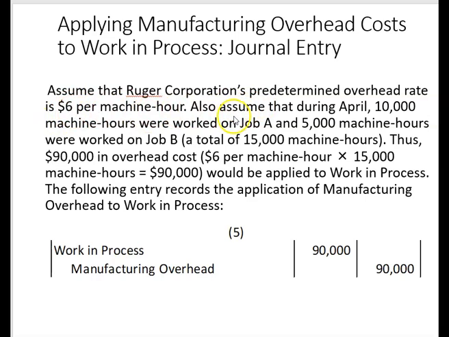$6 is the rate. Also assume that during April, 10,000 machine hours were worked on job A and 5,000 machine hours were worked on job B for a total of 15,000 machine hours. So we use the rate times the actual base, and their base is machine hours. So we're going to say 6 times 15,000, and that means that we are going to apply $90,000. We're going to take it out of manufacturing overhead and assign it to a job. So we're going to take it out of manufacturing overhead and put it into work in process for $90,000.